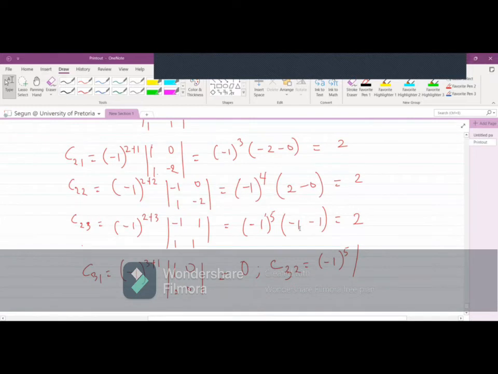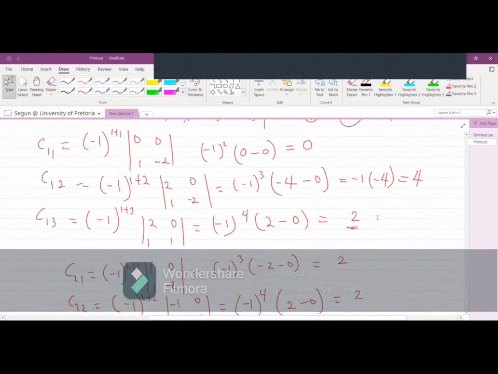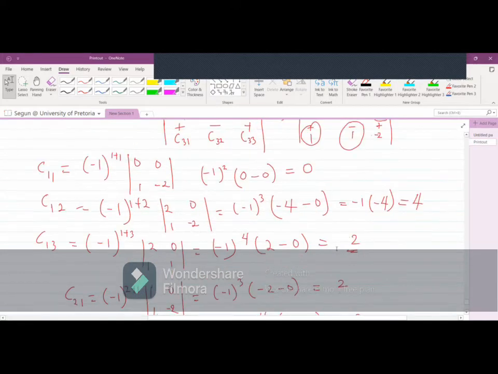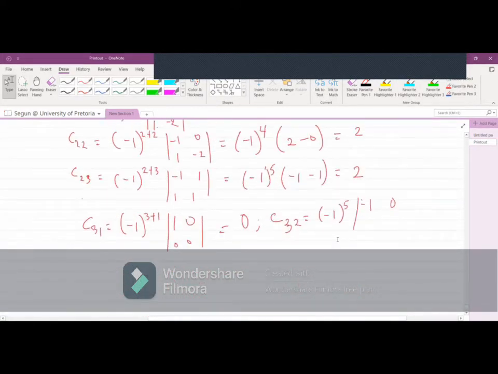Anybody can call it for us? 0, minus 1, minus 1, 1, 2, 0. Is it 0 or 1? 0. Minus 1, this one cancels, this one cancels. Minus 1, 0, 0, 2, minus 2, 0. Not 0, minus 2, it's 2. Okay, 2, 0. Line 1: 2, 0. So at the end of the day, when you cross multiply, everything will be what? 0. So let's do the one of C33.